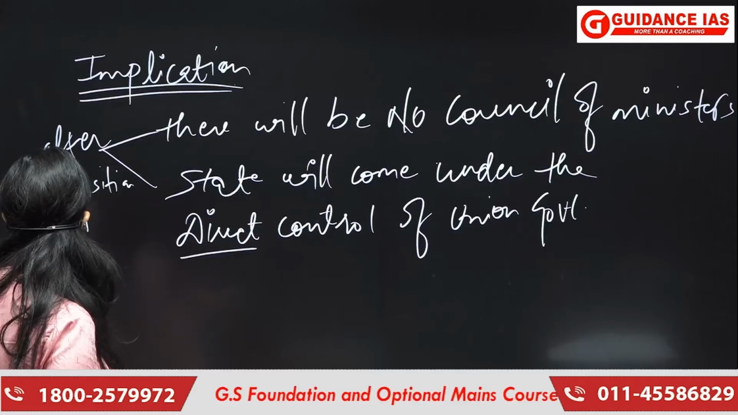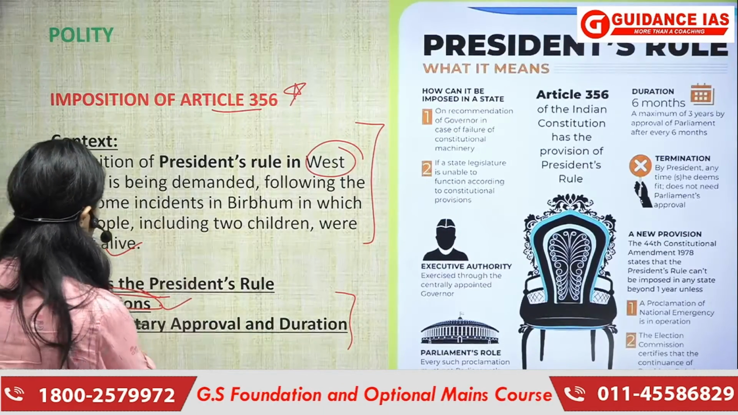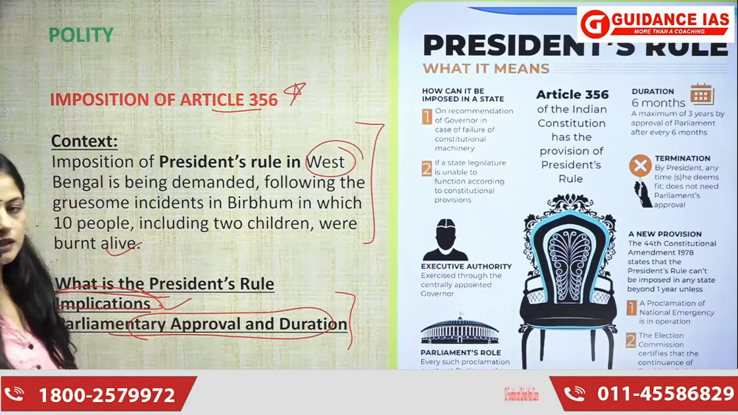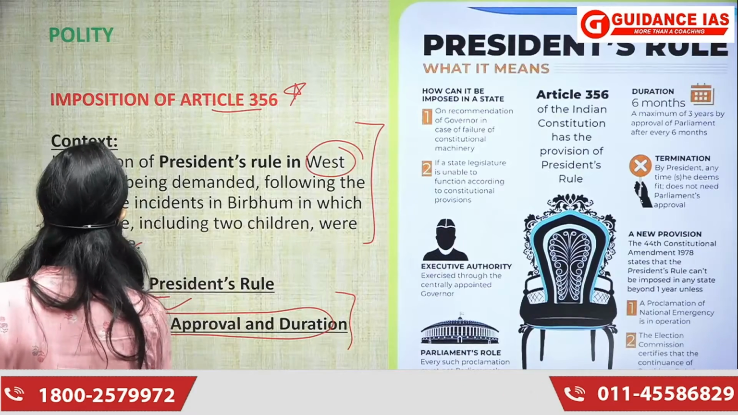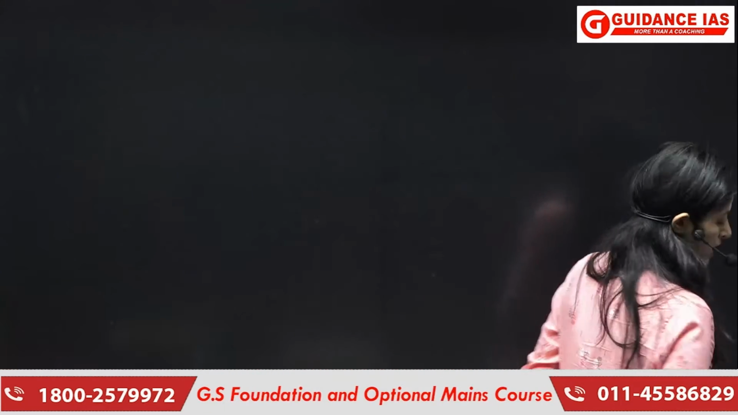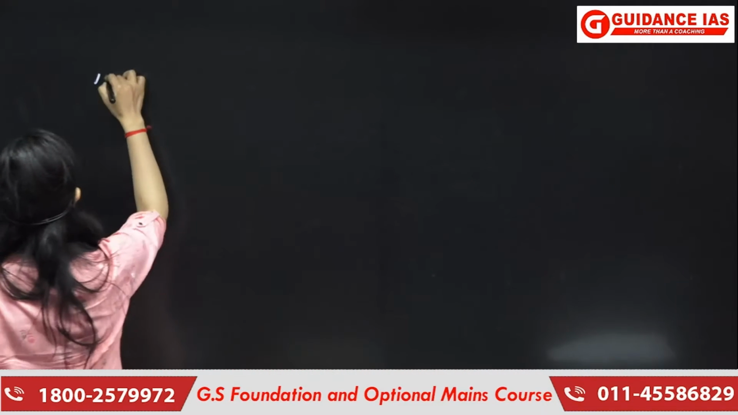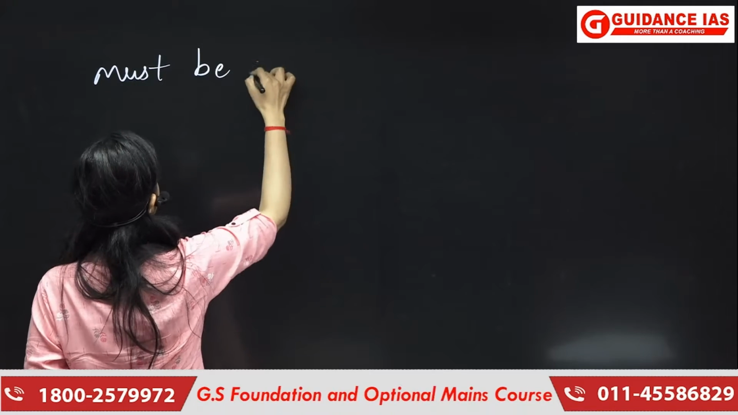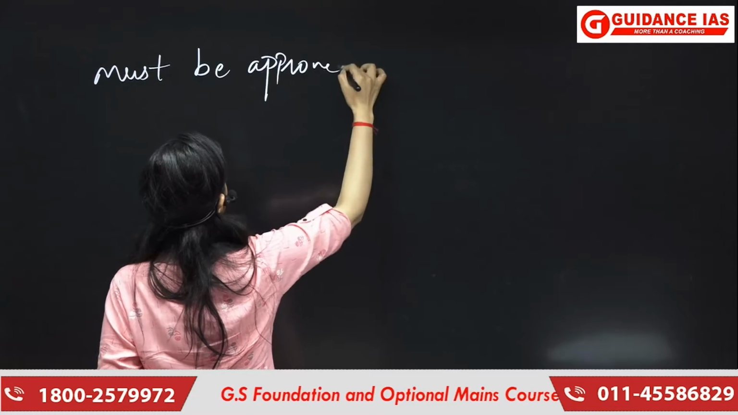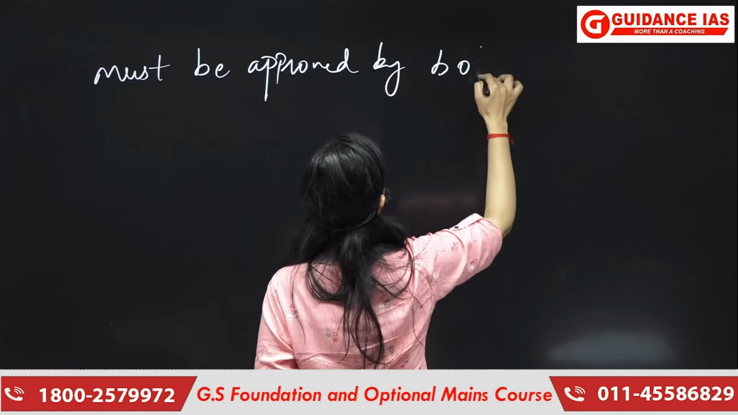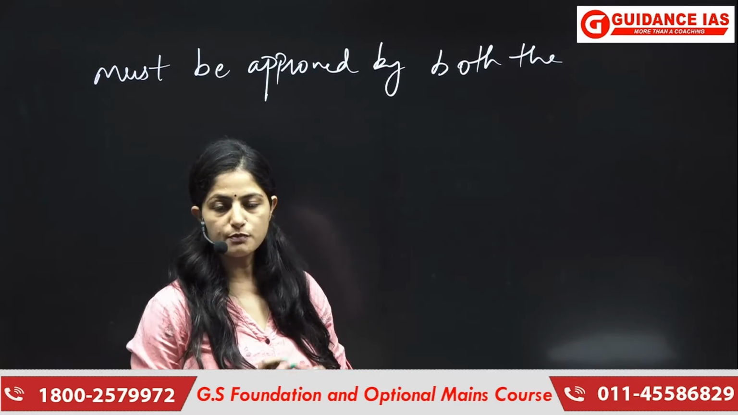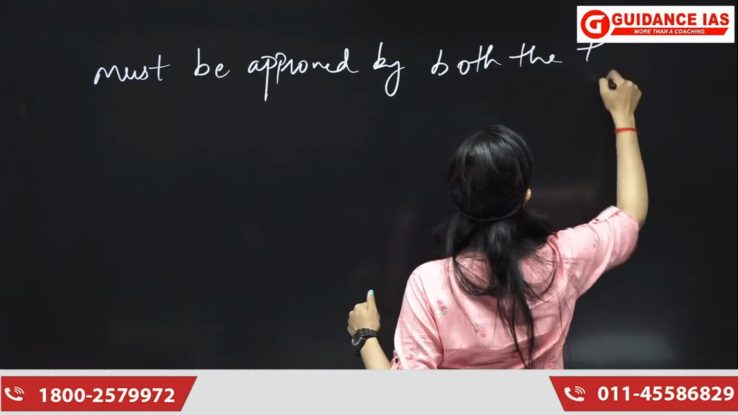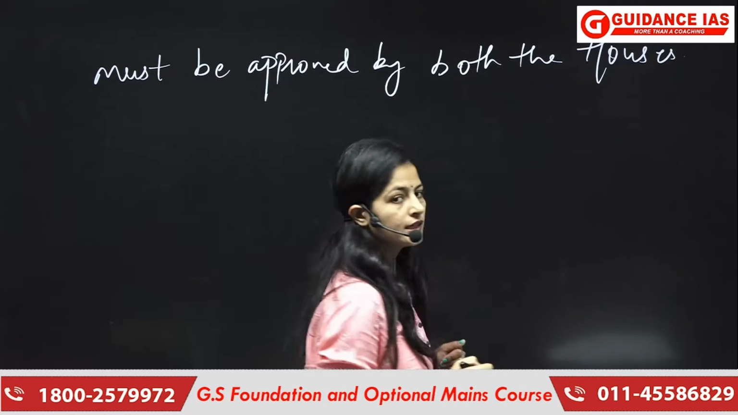The third thing we had to deal with was the parliamentary approval, which is needed during the proclamation of this emergency. Okay? So what is the parliamentary approval? Again, there are 2-3 points I'd like to tell you here. While imposing the president's rule, it must be approved by both the houses of the parliament, which is Rajya Sabha and Lok Sabha. Both the houses of the parliament.